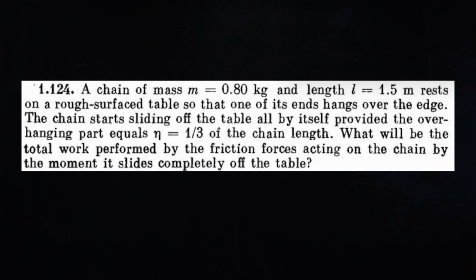Irodov problem number 1.124. A chain of mass m and length L rests on a rough surface table so that one of its ends hangs over the edge. The chain starts sliding off the table all by itself, provided the overhanging part equals eta of the chain length, so 1/3 of the chain length. What will be the total work performed by the friction forces acting on the chain by the moment it slides off the table completely?